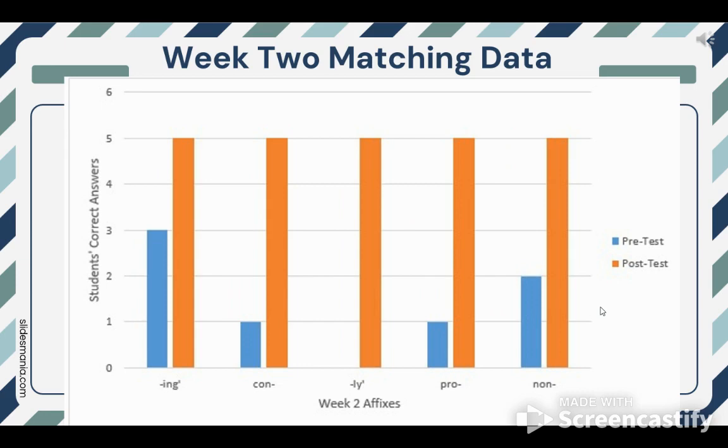And so looking at the table, 3 out of the 5 students could correctly match the definition of the ing suffix, and then 1 student was able to match the correct definition of con. 0 out of 5 students were able to tell me what ly meant by matching to the definition. 1 student was able to tell me the correct definition of what the prefix pro means, and 2 students were able to correctly match the definition to the prefix non.